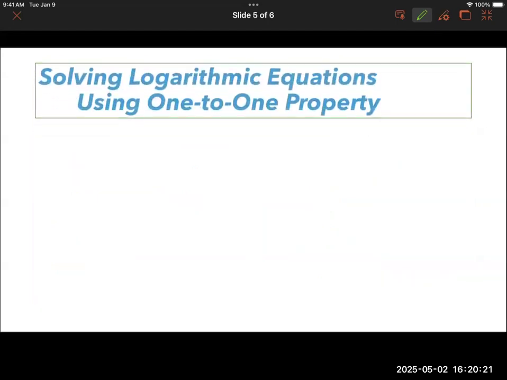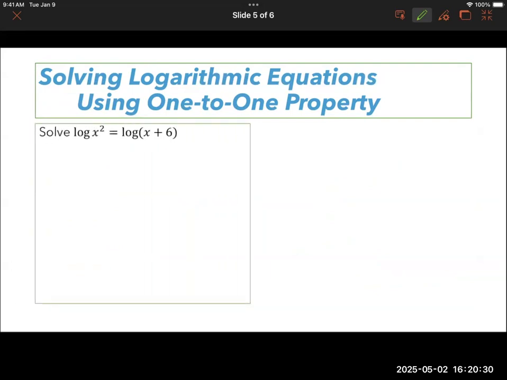Now, if we move on to logarithmic equations, again, one of the first things you can look for is whether you can use the one-to-one property. So if it's something like this, where we have the log of x squared equal to the log of x plus 6, it's pretty straightforward that we can take this x squared, set it equal to that x plus 6, and then solve that equation to see what our possible solutions would be.